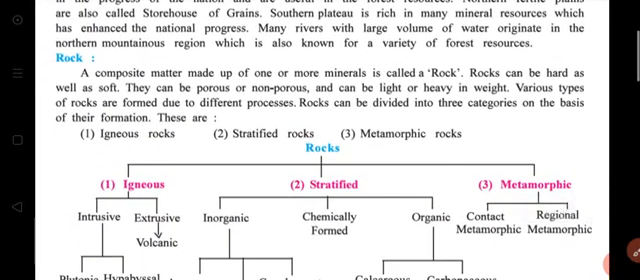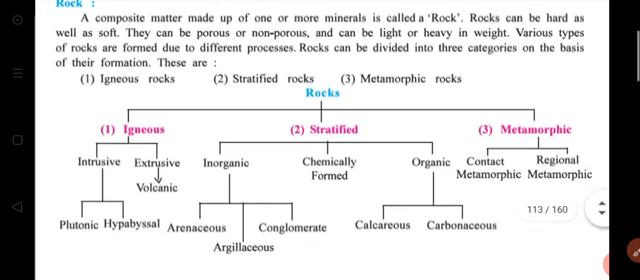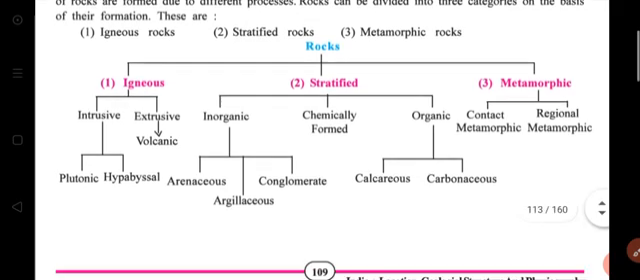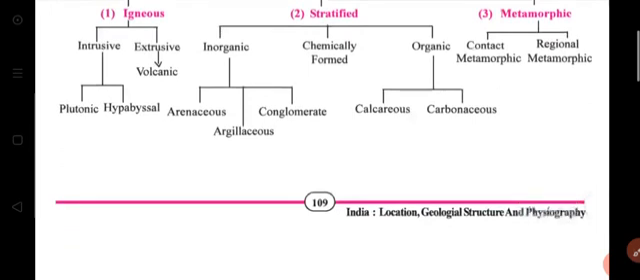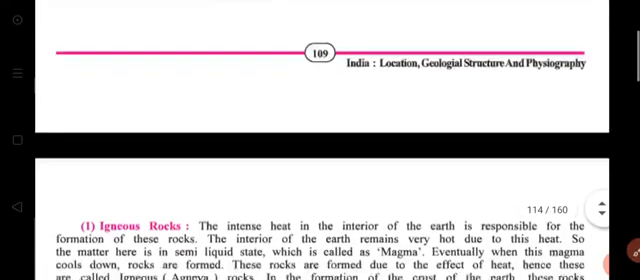Rock. Composite matter made up of one or more minerals is called rock. It can be hard as well as soft. There are three categories on the basis of their formation: stratified, metamorphic, igneous. And subtypes of these three: intrusive, extrusive, organic, inorganic, chemically, contact, regional, and also subpoints of subpoints, plutonic, volcanic, arenaceous, argillaceous and conglomerate in inorganic, calcareous and carbonaceous in organic.